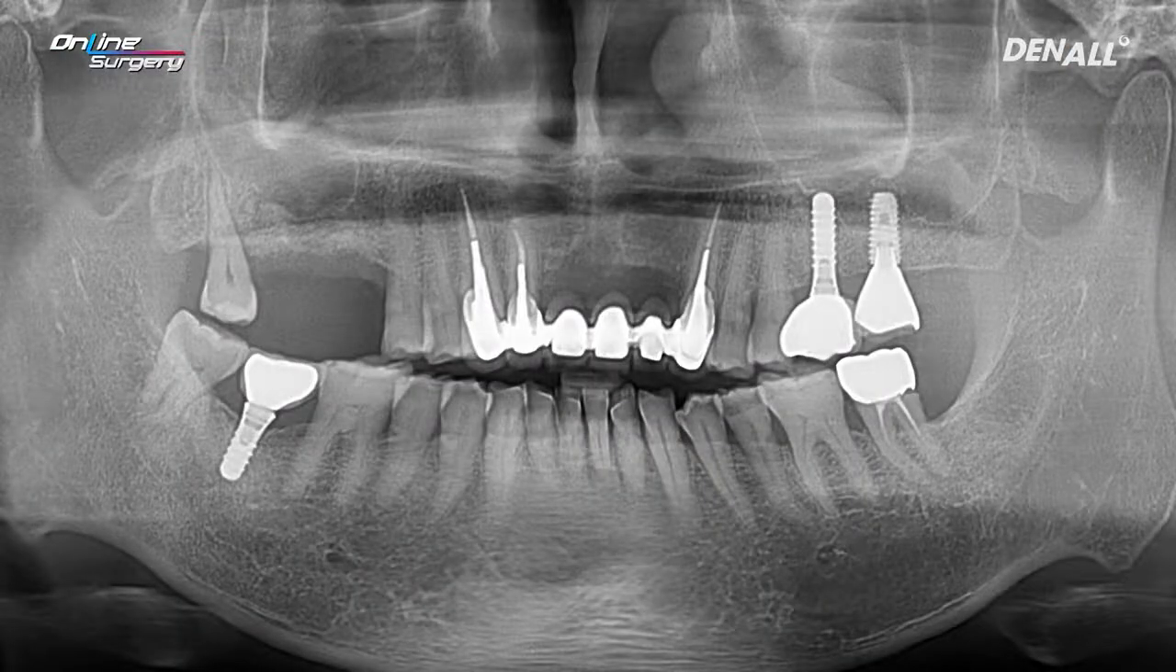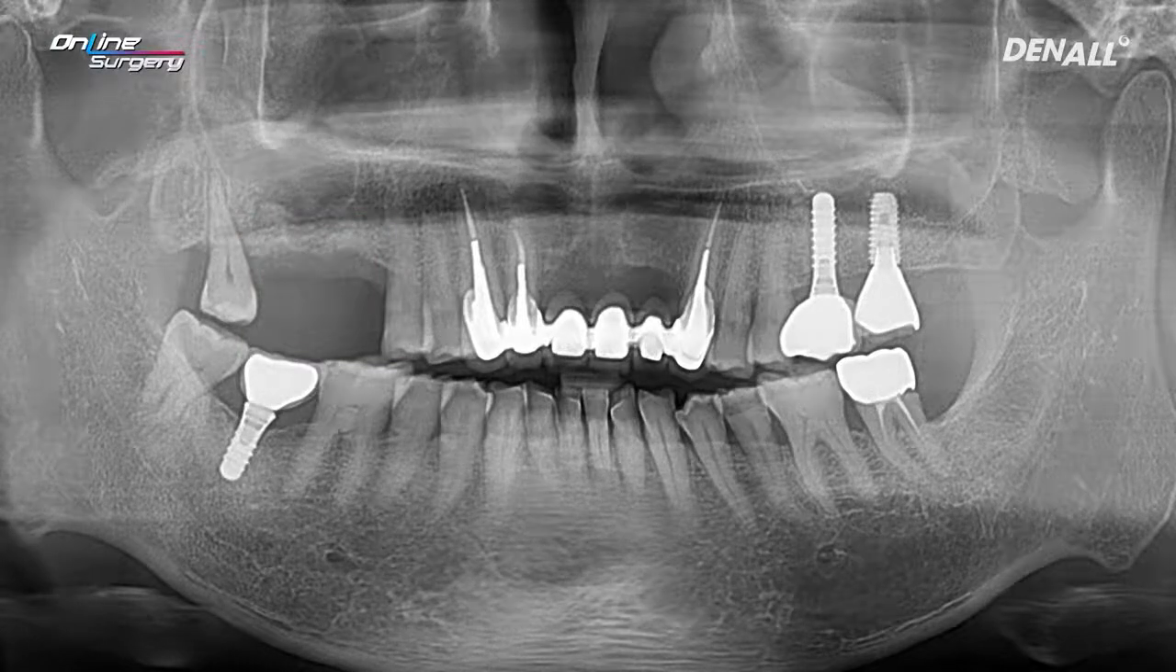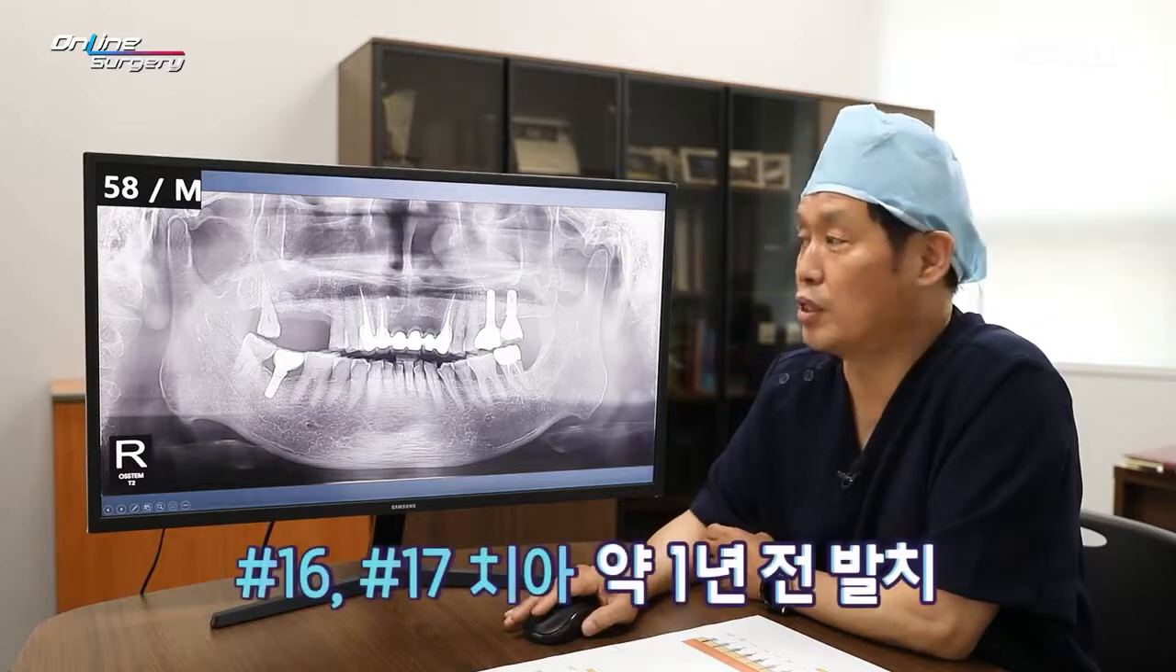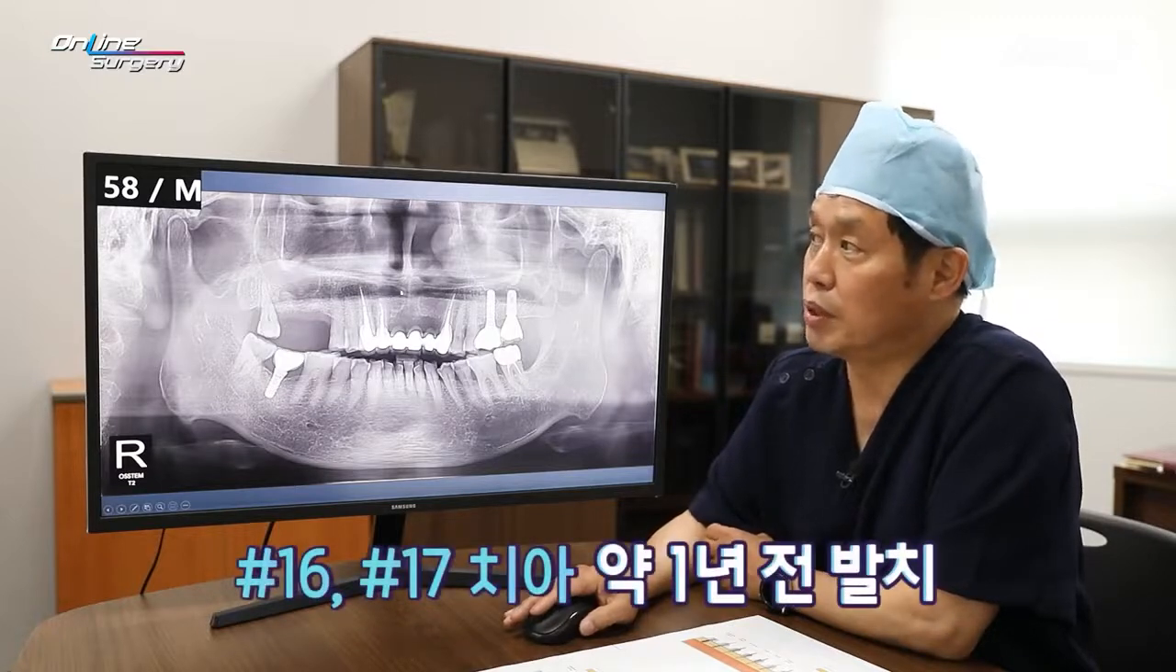The patient has received an implant in the past from a different dental clinic. If you look over here, in the upper right, number 16 and number 17 are missing. And it has been approximately 1 year since the teeth were extracted. The patient came in for implant treatment.